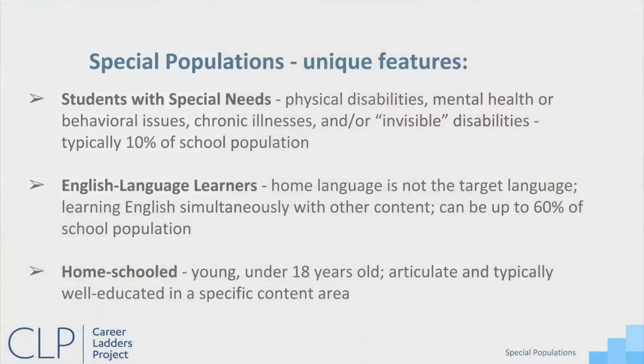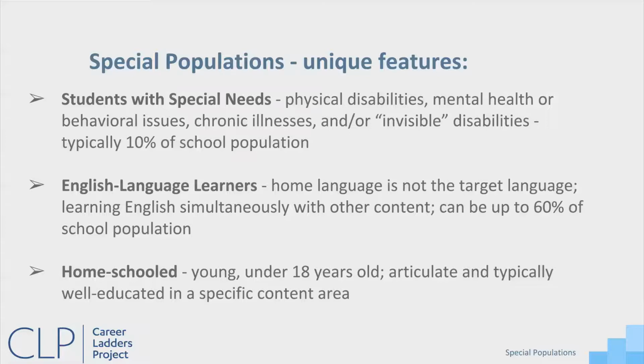The other thing is chronic illnesses. Asthma is considered a disability. So if a student has asthma or epilepsy, there are disabilities that we might not typically put in that category, but they are considered invisible disabilities. Anxiety disorders, that's a disability, and we'll talk about that in a little bit.